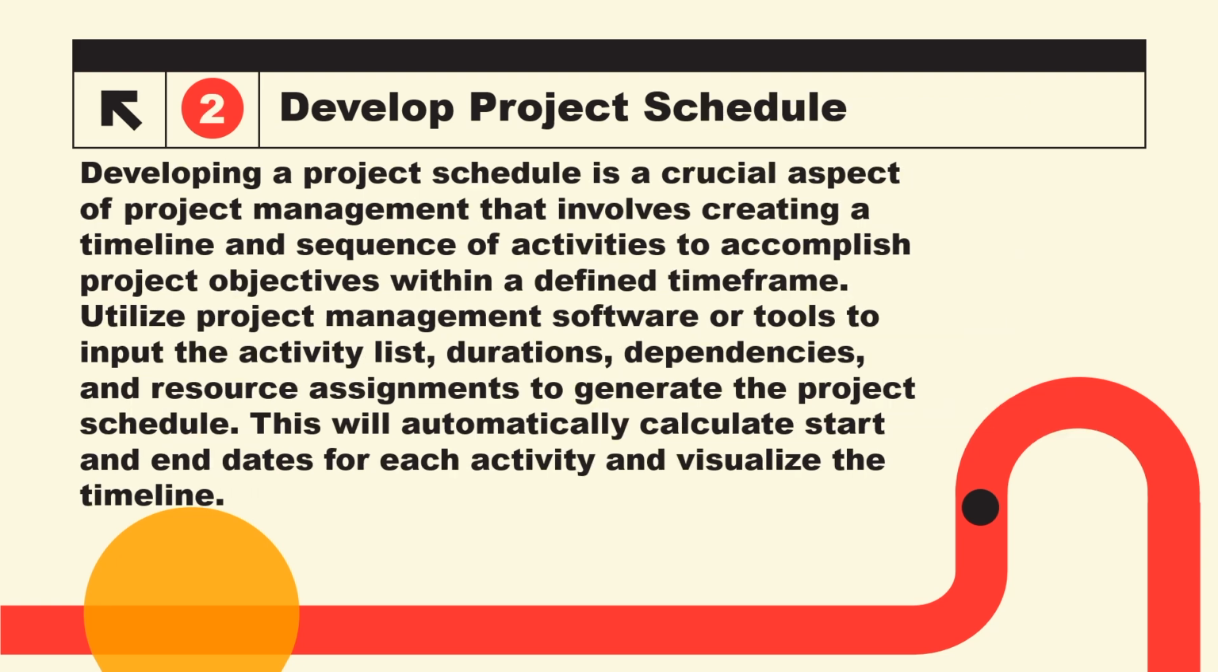Develop project schedule. Developing a project schedule is a crucial aspect of project management that involves creating a timeline and sequence of activities to accomplish project objectives within a defined time frame. Utilize project management software or tools to input the activity list, durations, dependencies, and resource assignments to generate the project schedule. This will automatically calculate start and end dates for each activity and visualize the timeline.